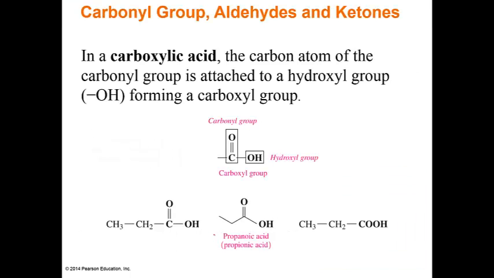All right. In a carboxylic acid, the carbon atom of the carbonyl group is attached to the hydroxyl group, which is what we make the alcohols from, methanol, ethanol, personally my favorite alcohol, forming a carboxyl group, okay? I think I was using the word carboxyl last lecture for carbonyl, and I apologize. I think I corrected myself later on, but anyway, yes. So we've got our carbonyl group right there, and we've got our hydroxyl group right there.